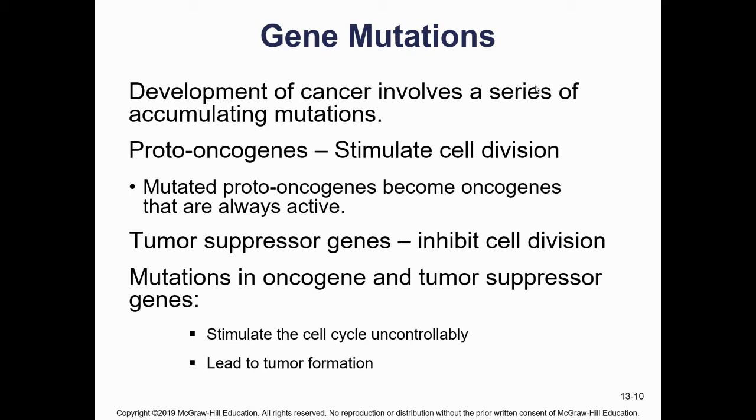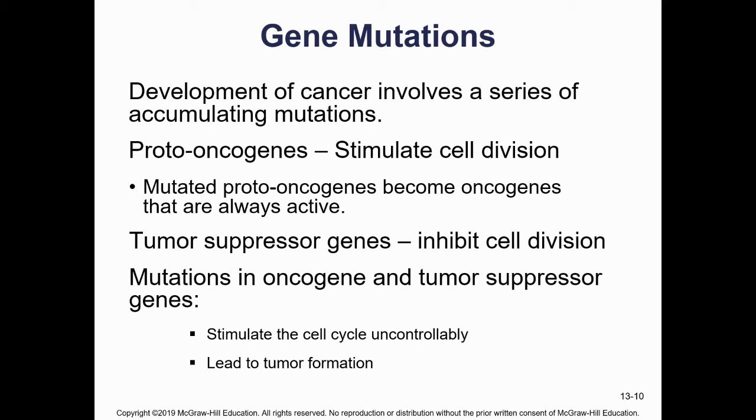So those proto-oncogenes control cell division. They stimulate it, but they also control it and stop it when it's done. Having properly working proto-oncogenes ensures it only happens when it's supposed to. With oncogenes, we don't get the turn off, the stop dividing signal.